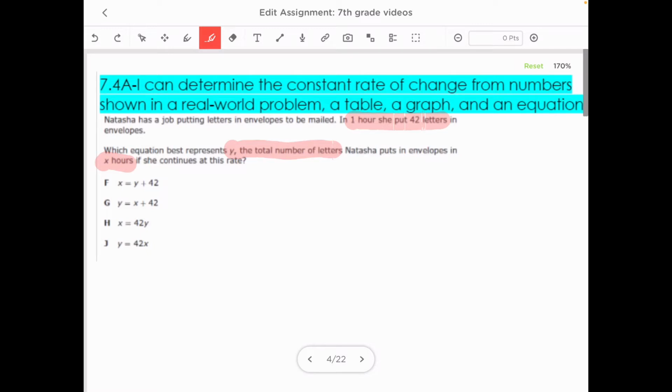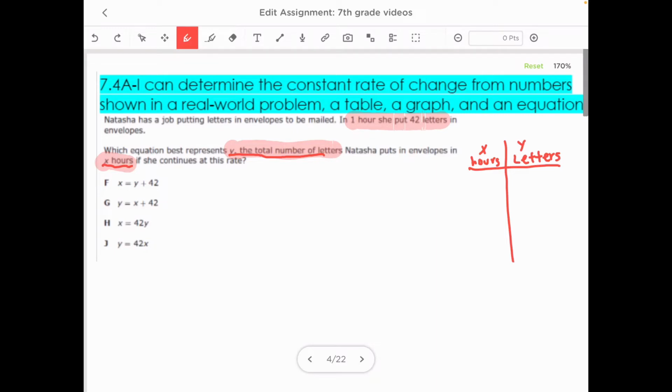Okay, so what I'm going to do here is create a table. My table will represent an X and a Y. The X is going to be the hours. It already told me that over here. And Y is going to be the total number of letters, okay? So let's just put letters over here.